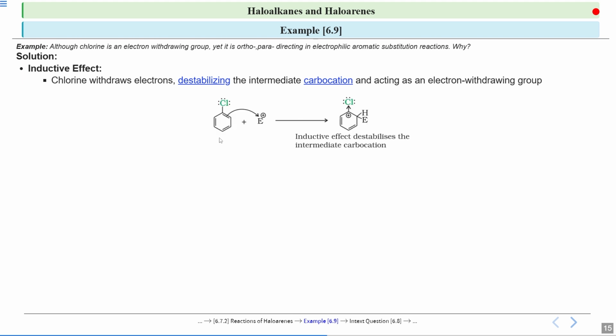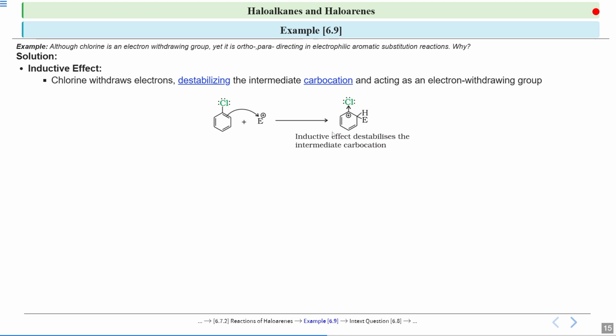So what is happening that you have this chlorobenzene. Okay. Now when the electrophile is attacking on the ortho position of this benzene ring, due to the inductive effect of the chlorine atom, of the halogen, it will withdraw the electrons from the ring, destabilize the ring, and destabilize the intermediate carbocation forming.